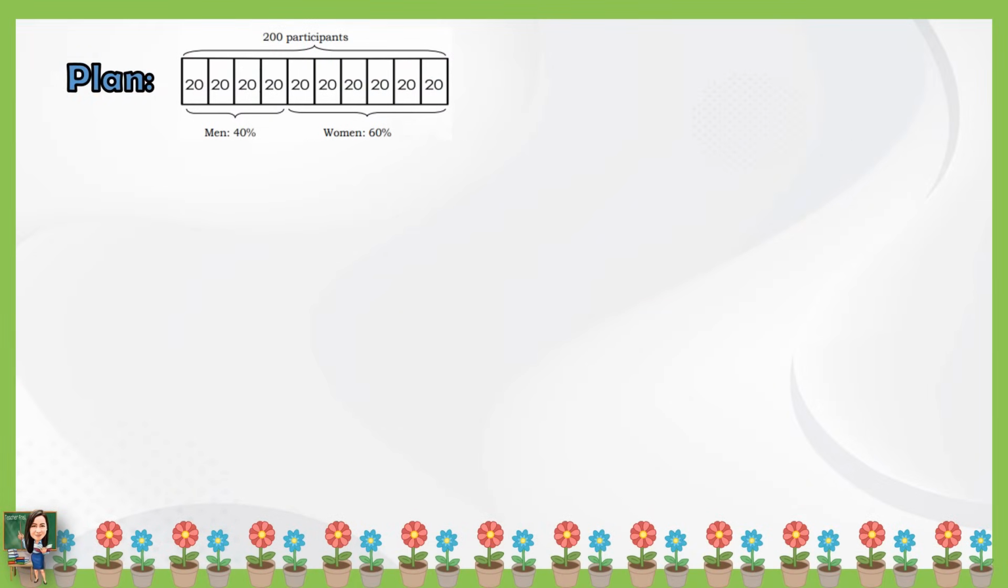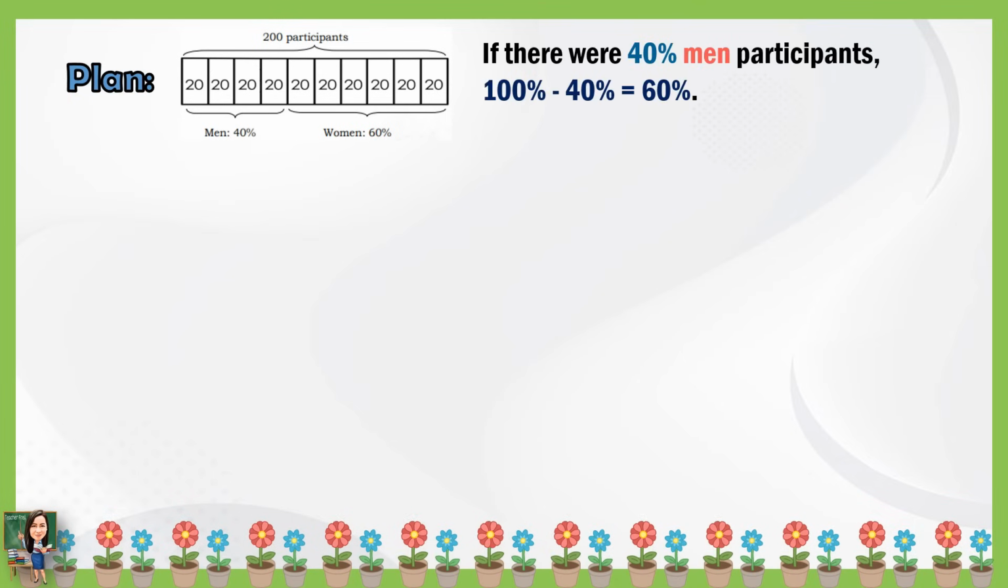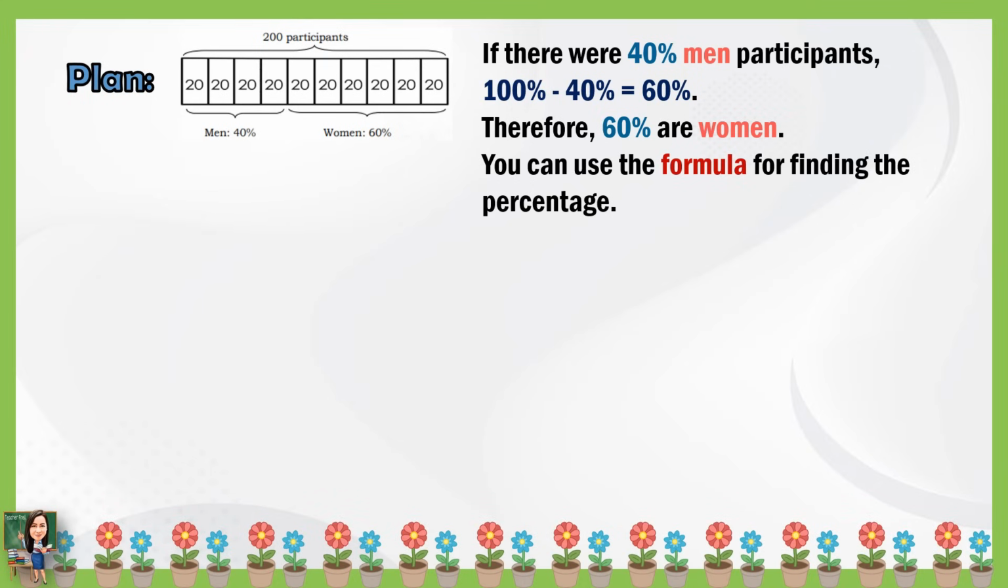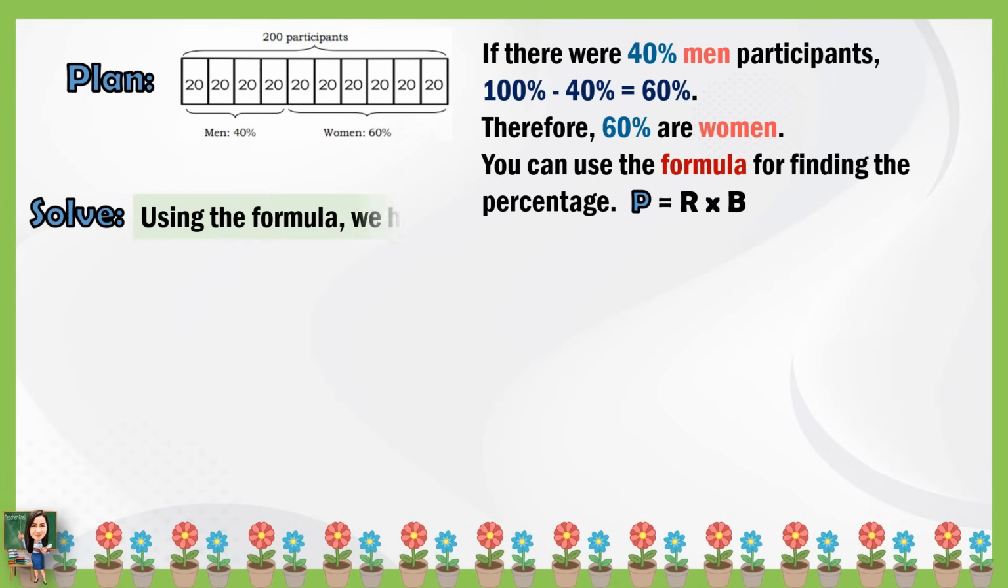Next step is to plan. Let's see the illustration. There were 200 participants. Men is 40% and women is 60%. If there were 40% men participants, 100% minus 40% equals 60%. Therefore, 60% are women. You can use the formula for finding the percentage. The formula is percentage equals rate times base. The next step is solve. Using the formula, we have percentage equals rate times base, or percentage equals 60% times 200.